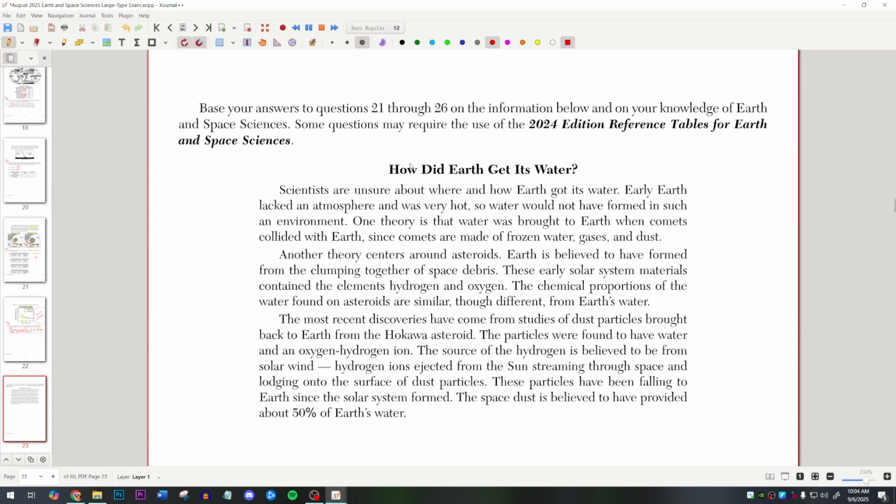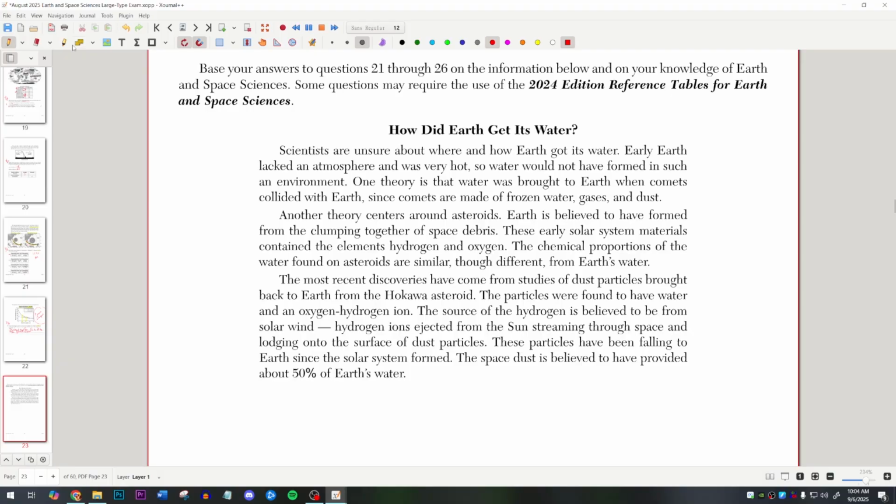All right, 21 through 26. How did Earth get its water? Let's see. Scientists are unsure about where and how the Earth got its water. Early Earth lacked an atmosphere that was very hot, so water would not have formed. Our theory is that water was brought to Earth when comets collided with the Earth, since comets are made of frozen water, gases, and dust.